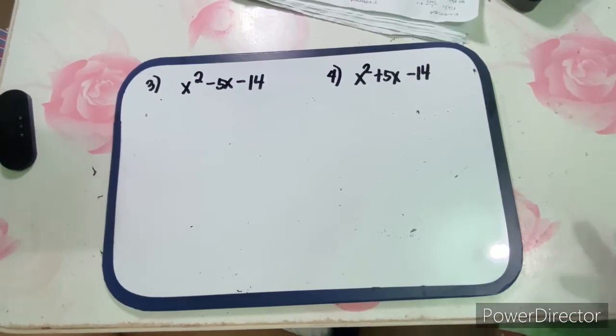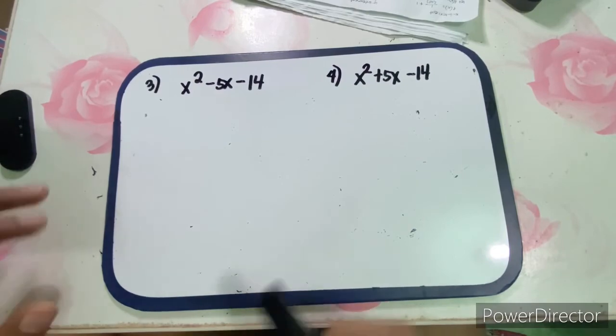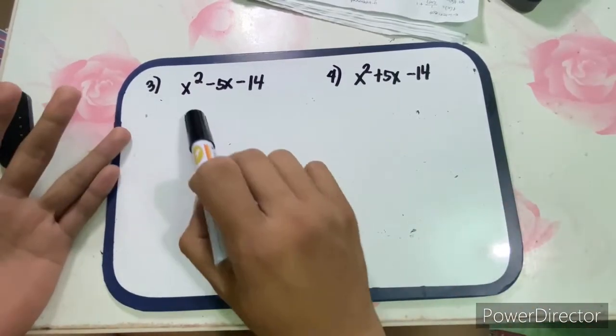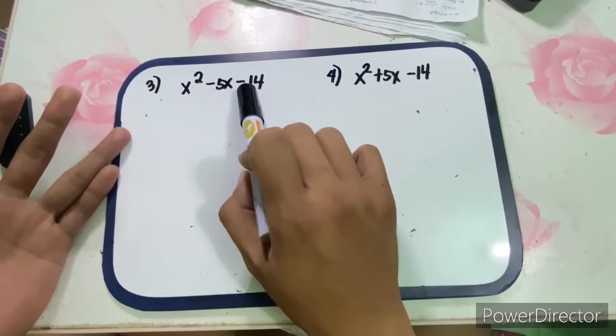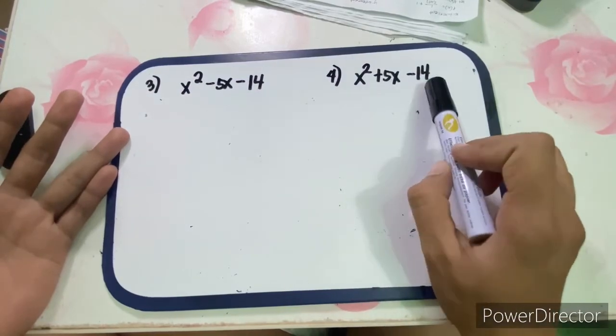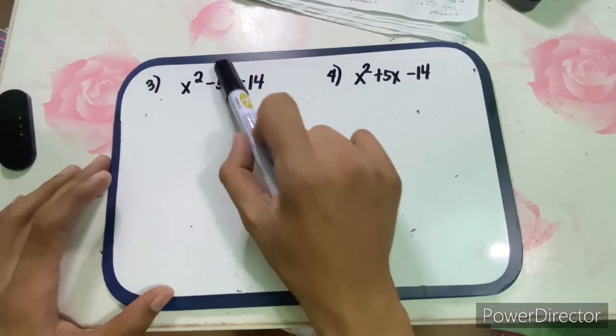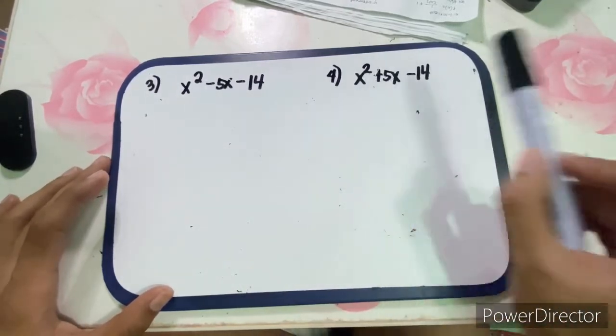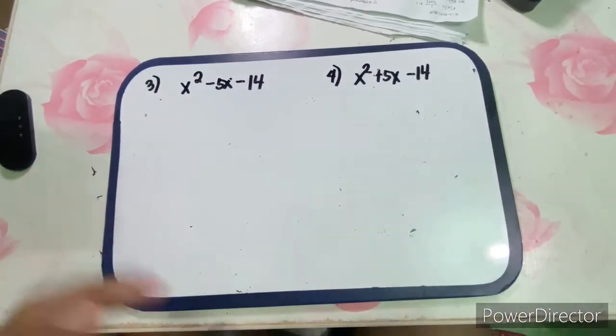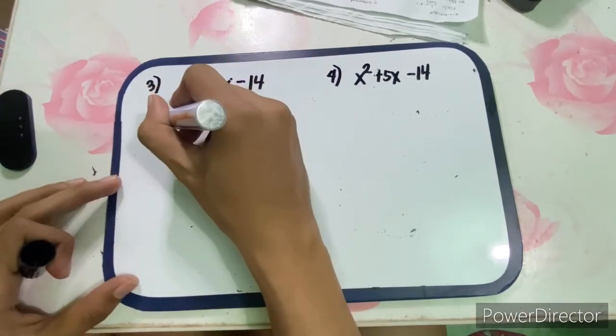Okay, we have here the number 3 and number 4 examples. If you observe, we have x squared minus 5x minus 14 and x squared plus 5x minus 14. So expect that they have different pairs of factors because in this part, the second term, they are not the same. Okay, so now let's go to step A.